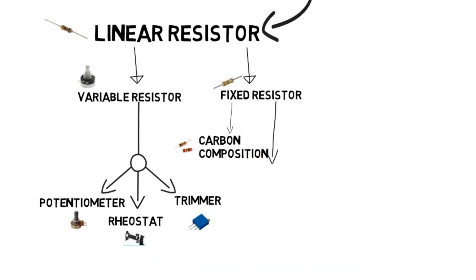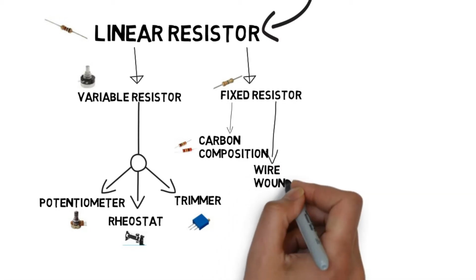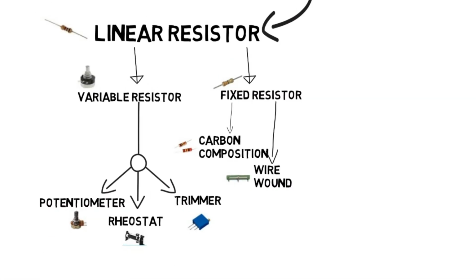Next is wire wound resistor. Wire wound resistor is used in a variety of applications and in particular as a power resistor where larger amounts of power need to be dissipated.